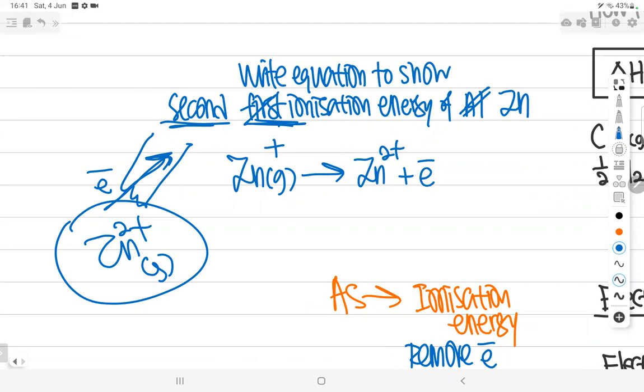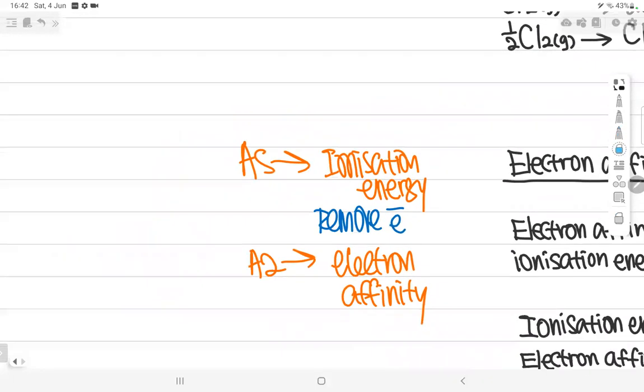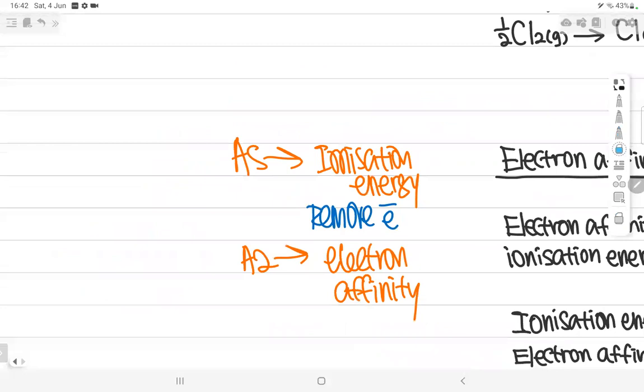Can you guys please type in the chat box to let me know, are you still clear on this concept? Because again, guys, this has nothing to do with A2. This is entirely AS. This is purely AS.